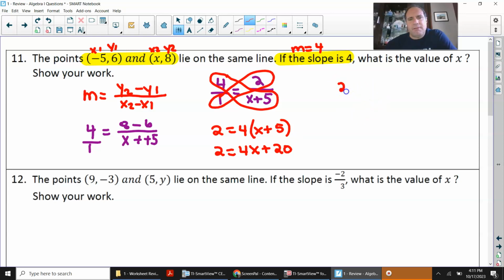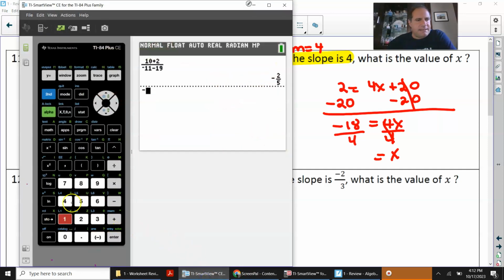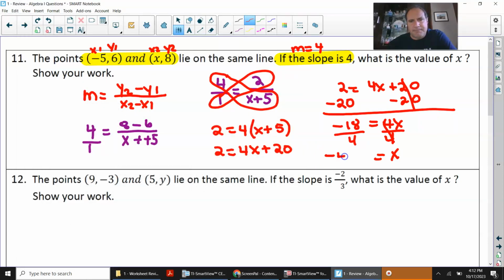I'm going to go over here and rewrite it to give myself some room to solve. Subtract 20 on both sides. This cancels, you get -18 equals 4x. Divide by 4 on both sides. X equals -18 divided by 4, and we have -4.5 as the answer.